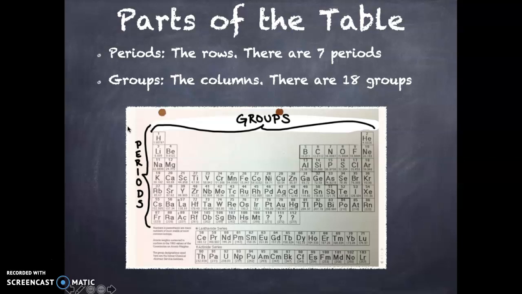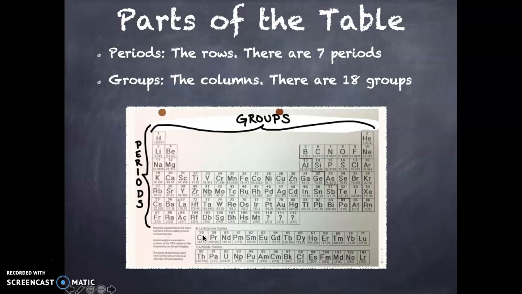There are 7 different periods, starting with hydrogen and helium in period 1, lithium, beryllium, boron, carbon, nitrogen, oxygen, fluorine, neon in period 2, sodium in period 3, 4, 5, 6, and then 7.